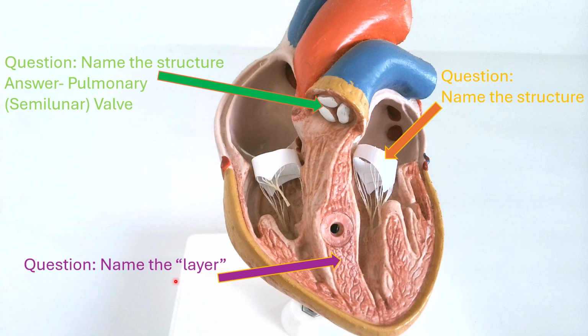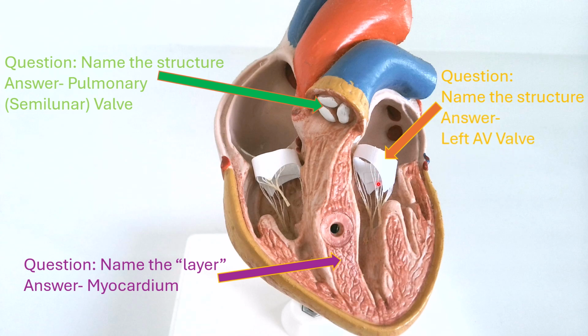Next, name the specific layer. Again, verbiage is important. This is our muscle layer, the myocardium. Note that this structure technically also would be the interventricular septum, but we're asking for layer, so be careful with the verbiage. Over here we have another valve of some sort.